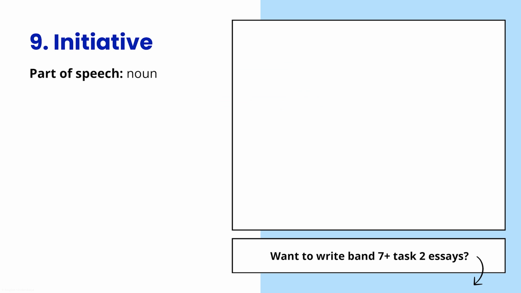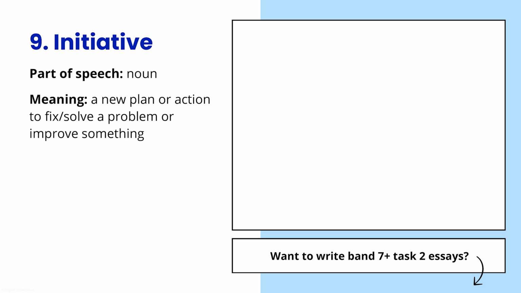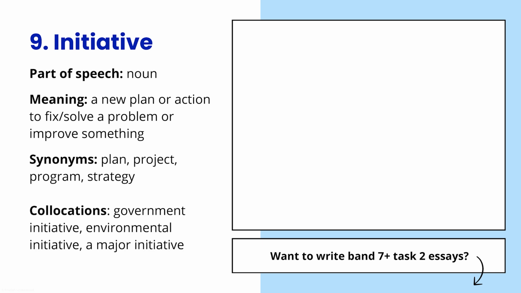Now, initiative is a noun, and it means a new plan or action to fix or solve a problem or to improve something. Some synonyms are a plan, a project, a program, or a strategy. Here are some collocations: government initiative. So this simply means a government plan or action. Environmental initiative. Major initiative. So a major initiative would mean a big plan or a big strategy.